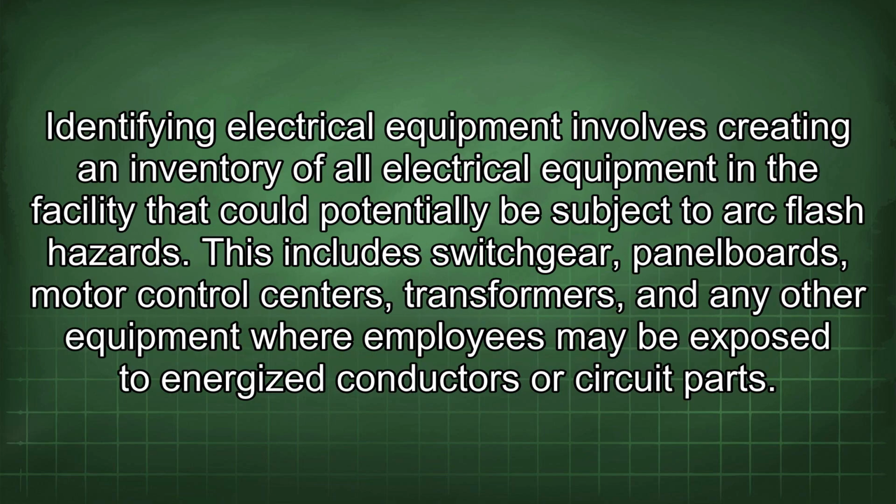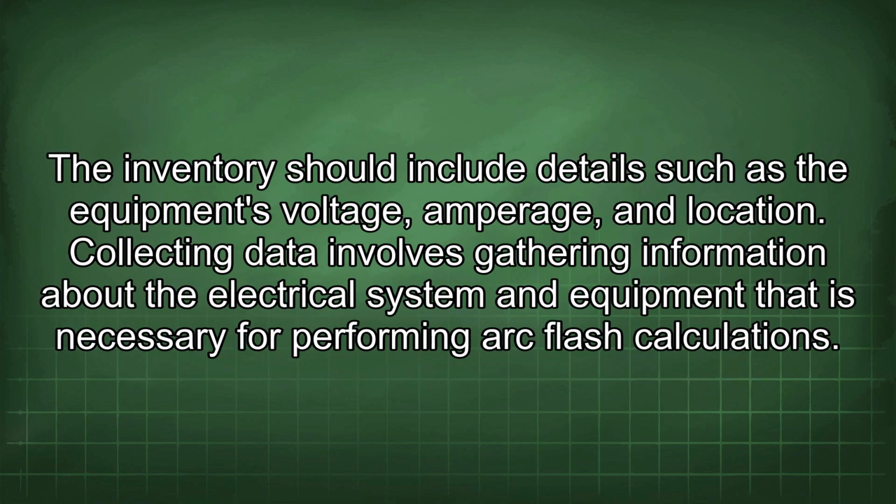Identifying electrical equipment involves creating an inventory of all electrical equipment in the facility that could potentially be subject to arc flash hazards. This includes switchgear, panel boards, motor control centers, transformers, and any other equipment where employees may be exposed to energized conductors or circuit parts. The inventory should include details such as the equipment's voltage, amperage, and location.